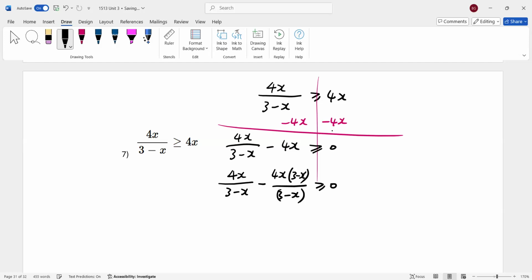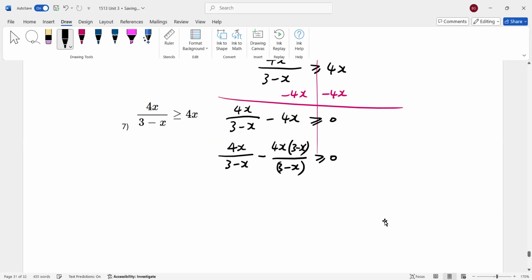You go back. And now the two rational expressions on the left side have the same denominators. Just like adding two fractions, you need them to have the same denominator. So when you're adding two rational expressions, you also require the two rational expressions to have the same denominators. Now they do have the same denominator, 3 minus x. We can write a denominator and solve the top, which is 4x minus 4x times (3 minus x), bigger than or equal to 0. And then we have to simplify the left side, okay?